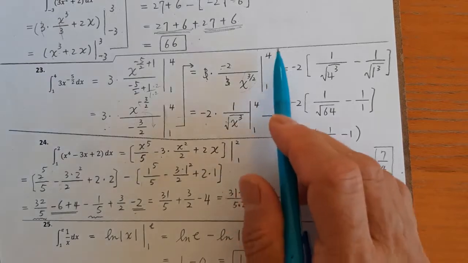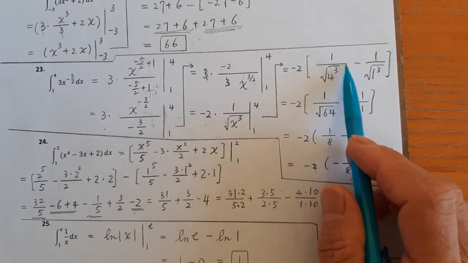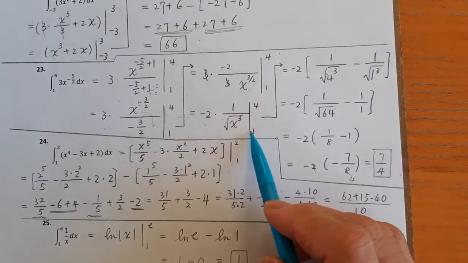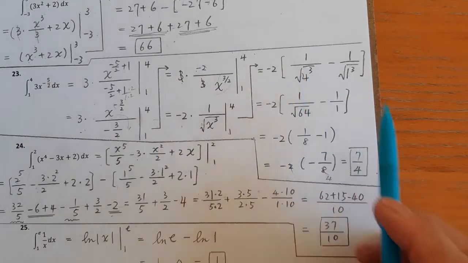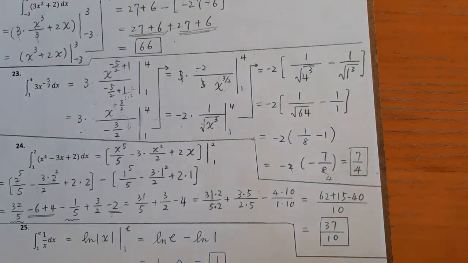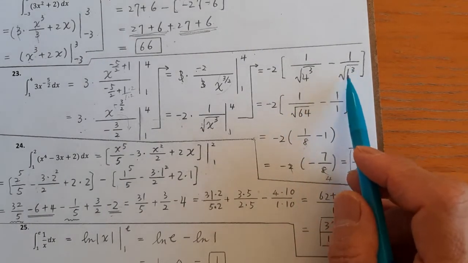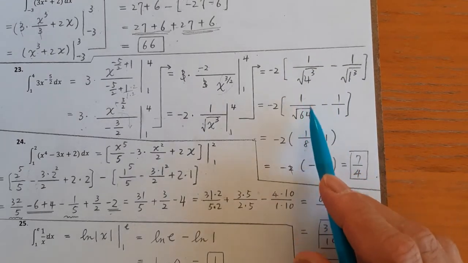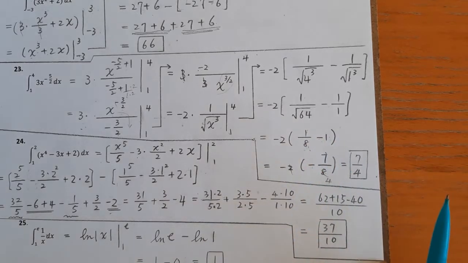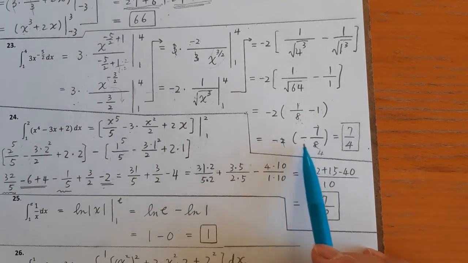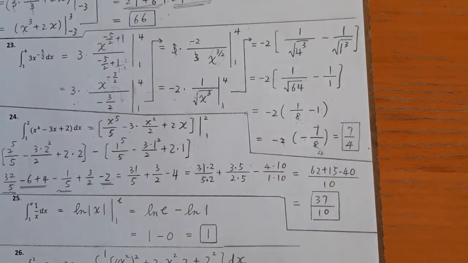Then x to the 3 over 2 is the square root of x cubed, 1 over the square root of x cubed, from 1 to 4. Then negative 2 factored out, plug in 4: 1 over the square root of 4 cubed, minus 1 plugged in. Then this is negative 2. This 4 cubed is 4 times 4 times 4, which is 64. Take the square root is 8. And 1 cubed is 1, square root is still 1. So this is 1 over 8 minus 1, which is negative 7 over 8. Times negative 2, negative times negative is positive, cancel 2, get 7 over 4.